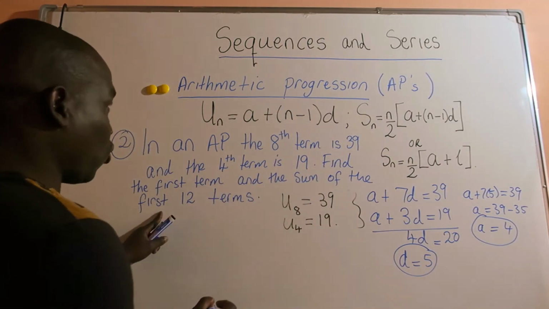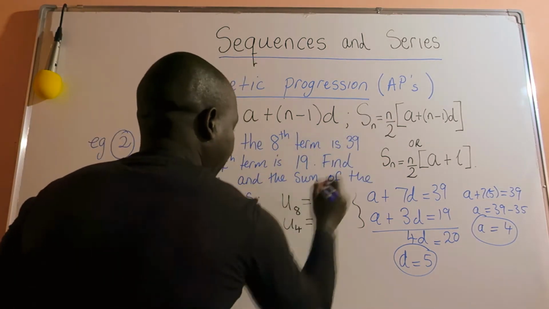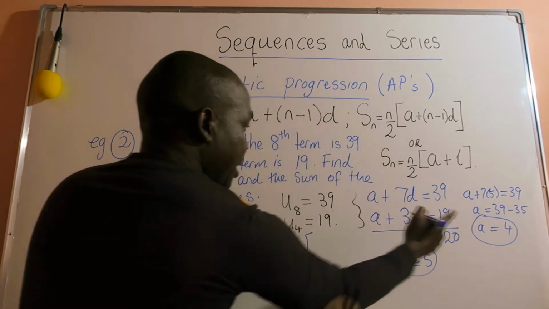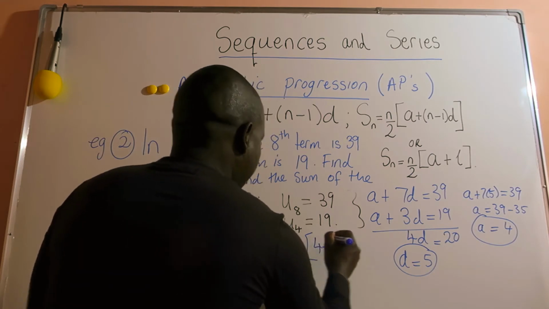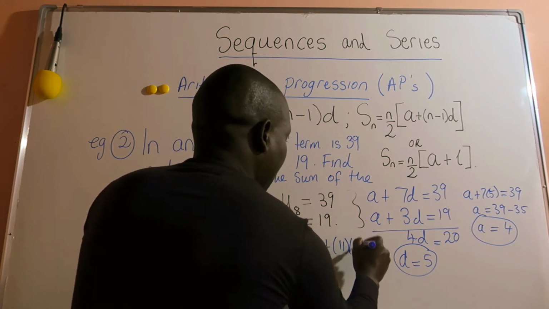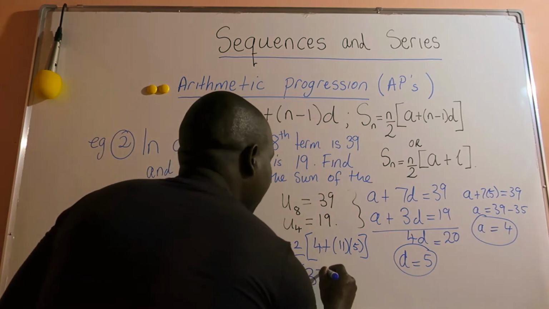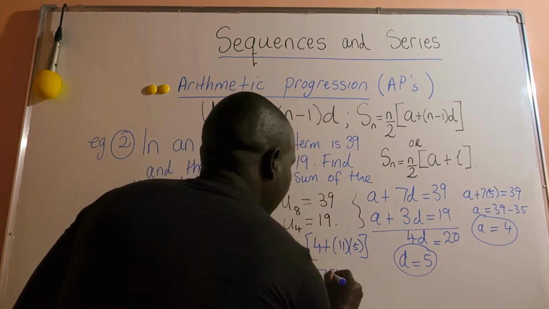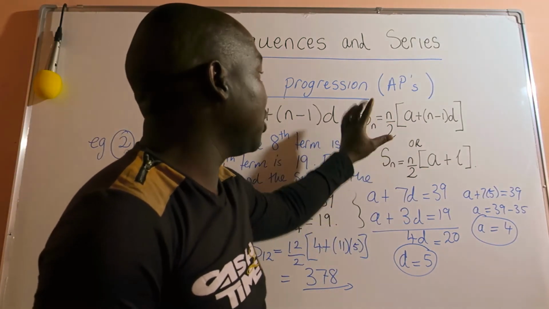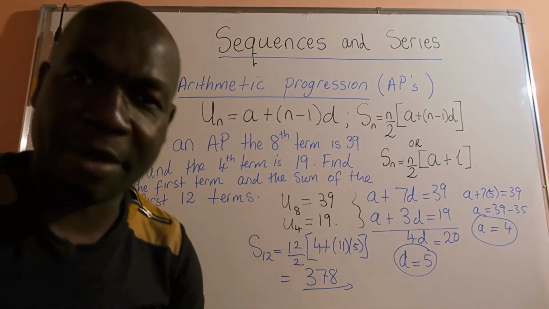Now, the sum of the first 12 terms, I go to my formula for the sum. So sum of the first 12 terms is equal to n over 2. So that's 12 over 2, bracket A is 4, so 4 plus n is 12, so 11 times D is 5, so times 5 here. Right, if you do simplify here, you get 378. Alright, so that's your sum of the first 12 terms. So again here, it's just a matter of you substituting in your formulas for the nth term, for the sum of n terms, and these formulas are given in your MF19.